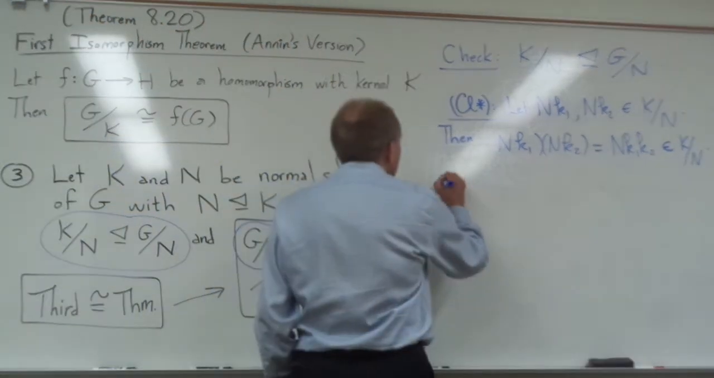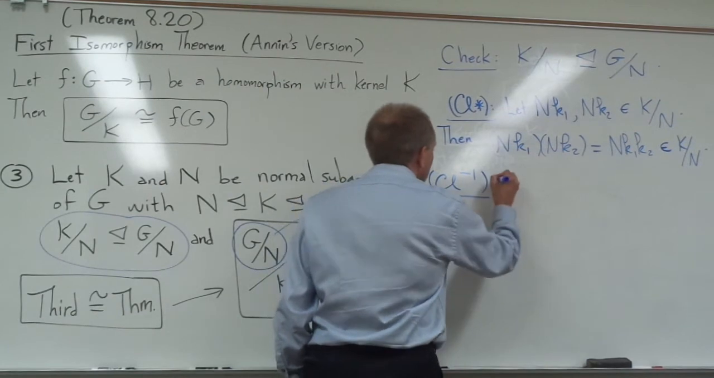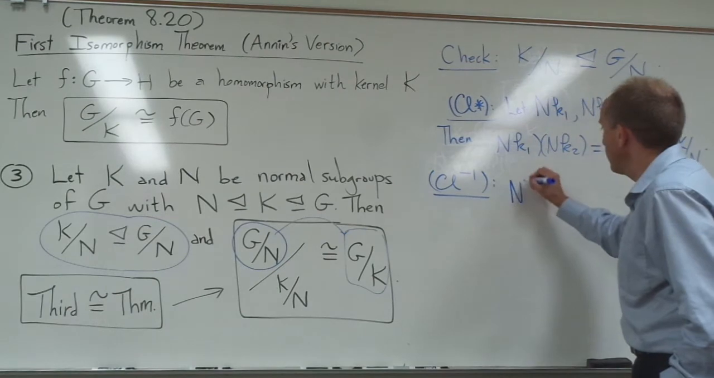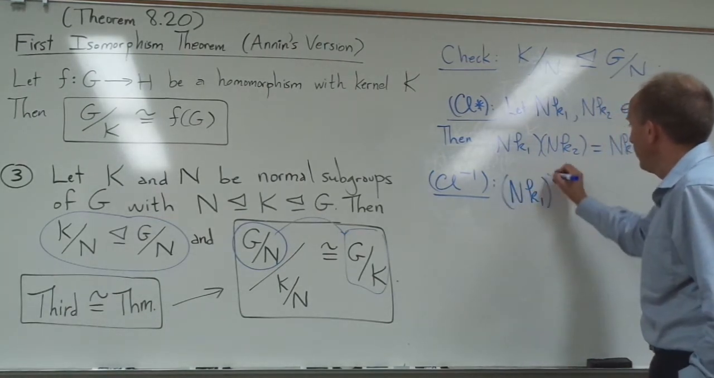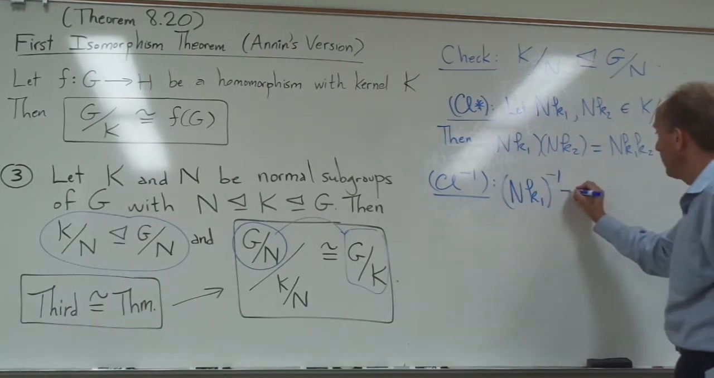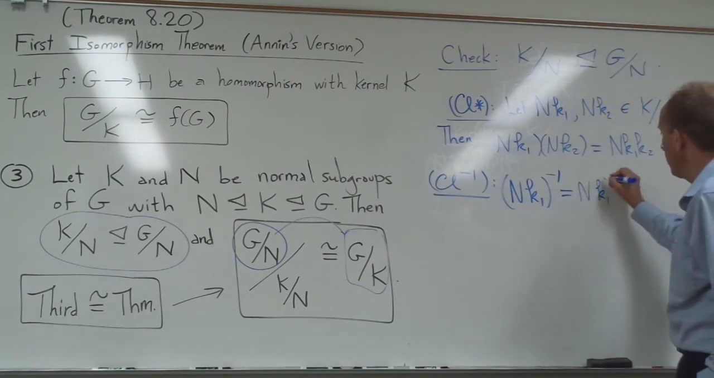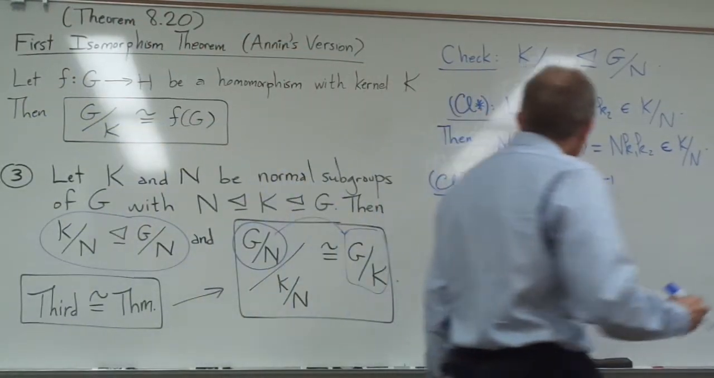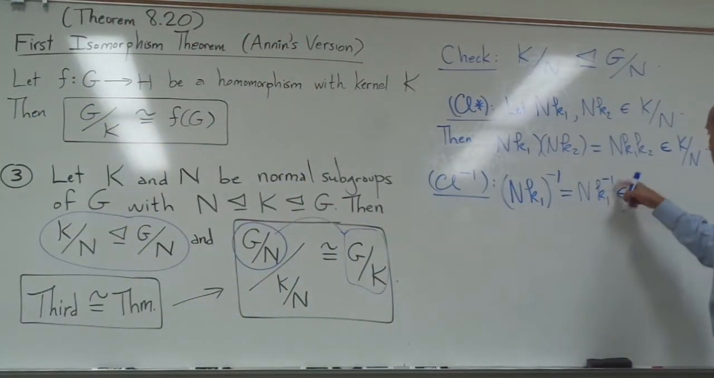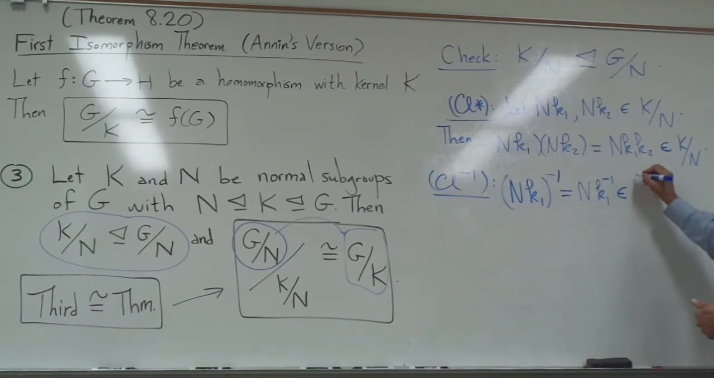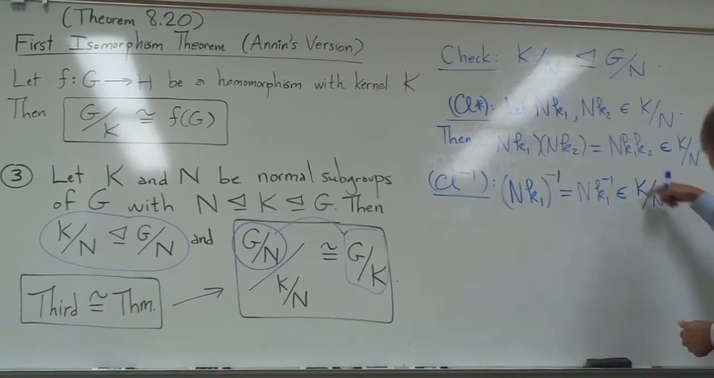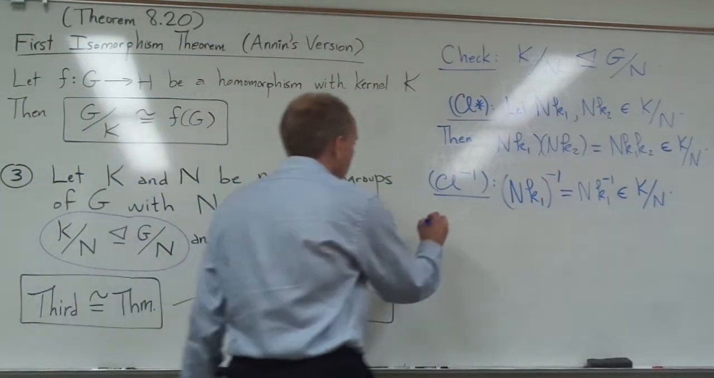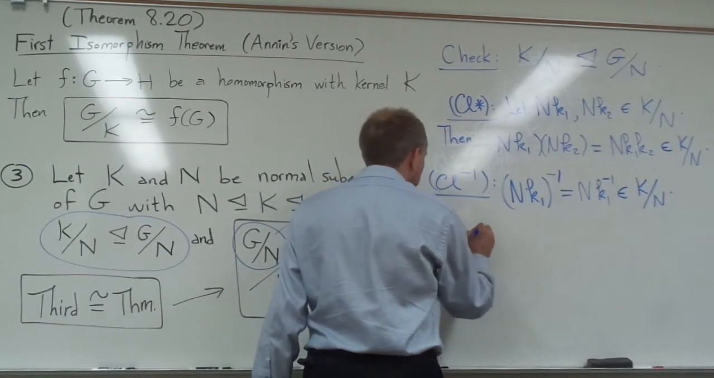And then similarly, the closure under inverses is going to follow pretty easily. If we just take the same NK1 again, the inverse of that coset, as we know, is just going to be the coset NK1 inverse. And this is, again, because K is closed under inverses, which means that K mod N is now closed under inverses.